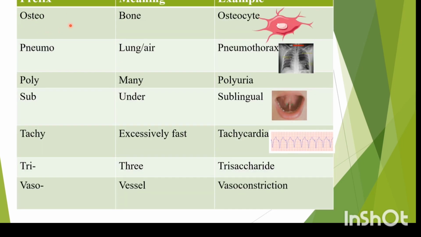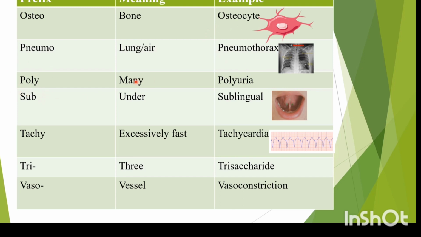Next one is osteo. Osteo means bone. Example, osteocyte. That means the cells present in the bone are called osteocytes. Next one is pneumo. Pneumo means lung or air. Example, pneumothorax. If the lungs are filled with air, that condition is called pneumothorax condition.